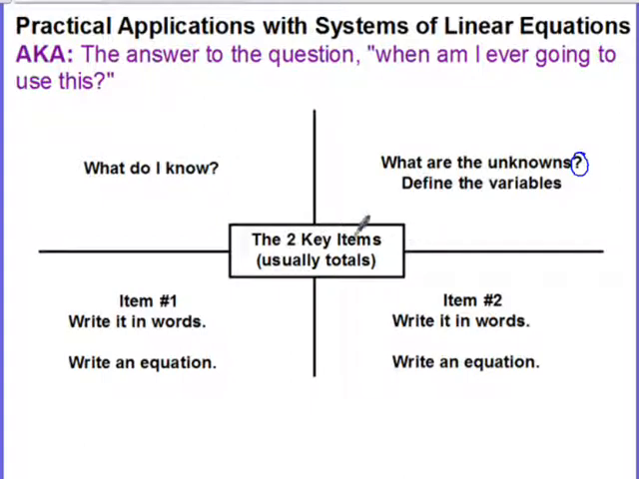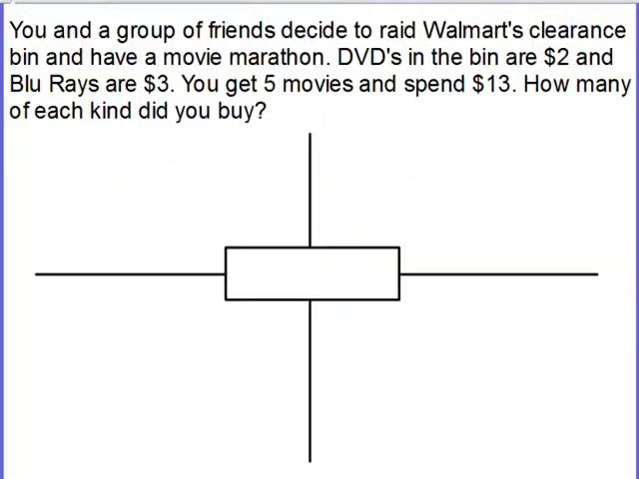Then we need to find the 2 key items. These are usually totals, not always, but if you think of reading the problem and figuring out what are the 2 totals. Are they giving me total price, total number of items, total hours, total whatever? Find the 2 totals in the problem, and you're going to write one equation for total 1 and one equation for total 2. Then you'll have your 2 equations that we can solve. So let's look at some examples.